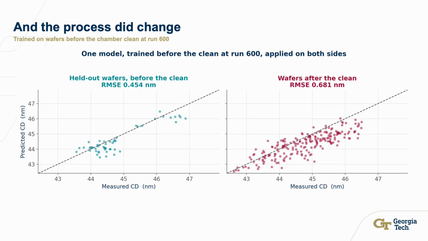This is exactly what the shuffle hid. Under a random split, wafers from both regimes were in the training and both were in test. So the model learned from some average of the two relationships and was scored on the same average. The clean is in the events file with the timestamp. The information you needed was sitting in the maintenance log the whole time.